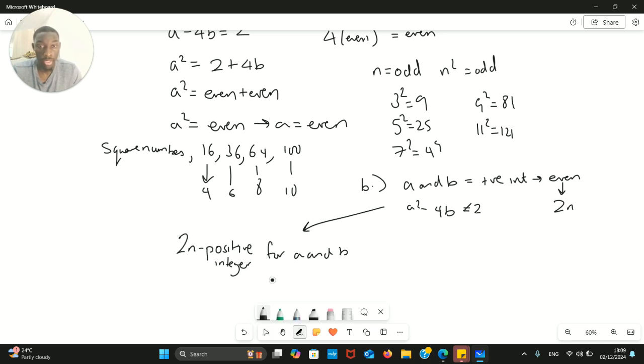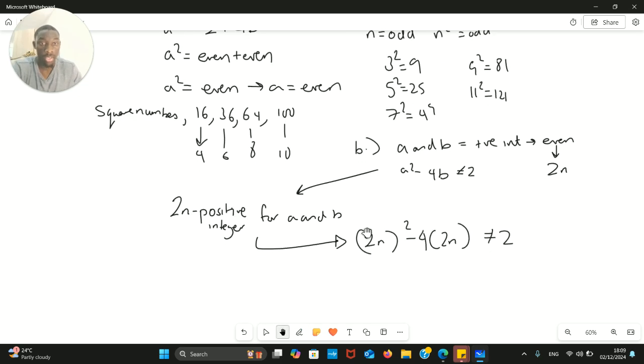So now I'm going to sub in 2n squared minus 4 bracket 2n, and I want to show that it's not going to equal 2. So now what I have is 4n squared minus 8n, and that is equal to 2.